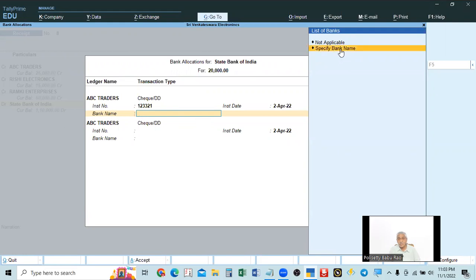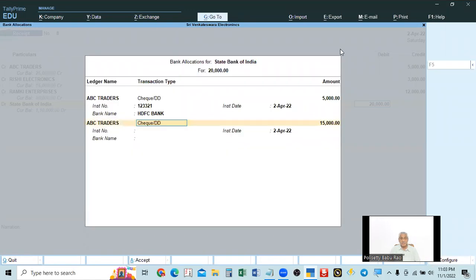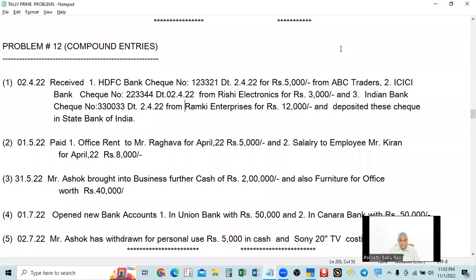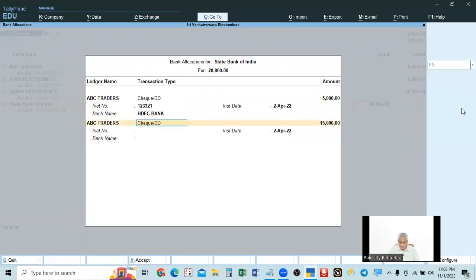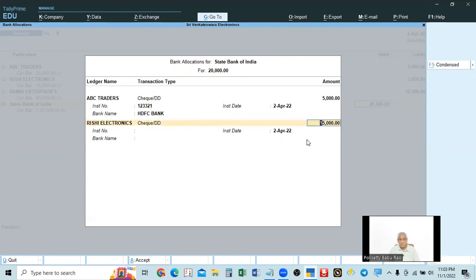In that you specify the bank, HDFC Bank. Okay. And the second one, next it is going to the second one. And the second one is Rishi Electronics. So here it is by default, it is in this column. Press back button. Then you have to select Rishi Electronics, and check is default by check.